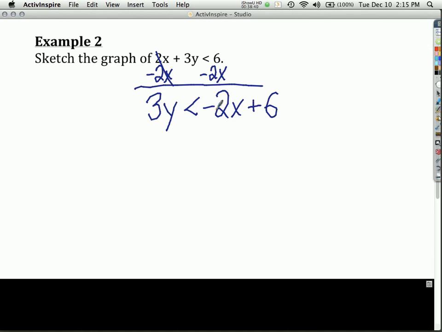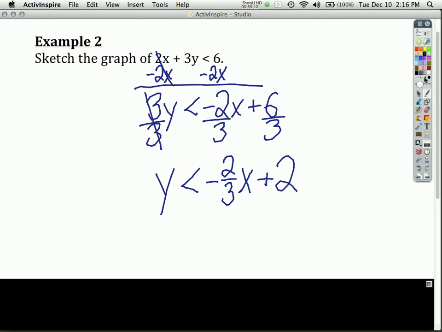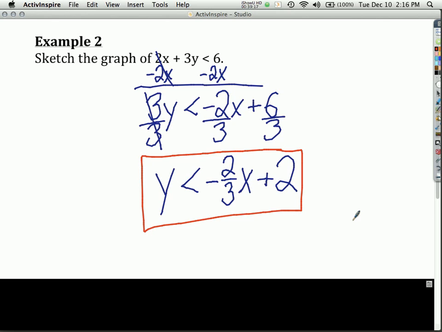So we are at 3y is less than negative 2x plus 6. What's the next step, Extol? Divide everything by 3. You said that beautifully. Divide everything by 3. This will cancel, and I'm left with y is less than, that's already in simplest form, negative 2/3 x plus 2. So now we have the inequality in slope-intercept form.